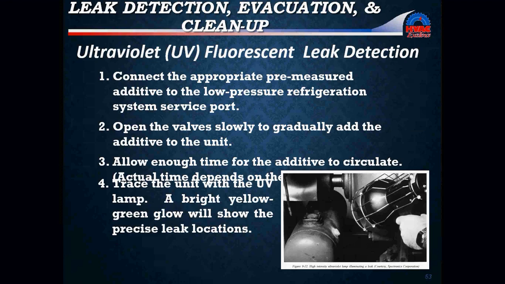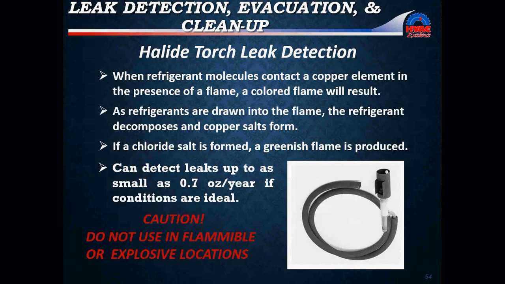fluorescent leak detectors, connect the appropriate pre-measured additive to the low-pressure refrigerant system service port. Open the valve slowly to gradually add the additive to the unit. Allow time for the additive to circulate, usually about maybe 10 minutes or so. Then you're going to trace the unit with the UV lamp, and a bright yellowish green glow will show in the presence of all of your leaks.